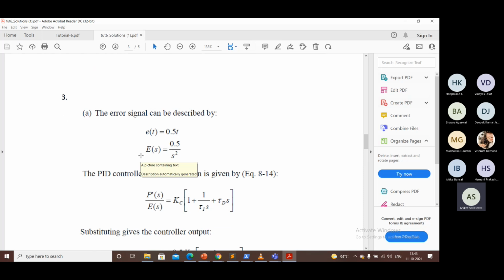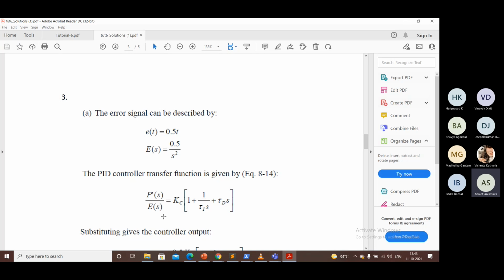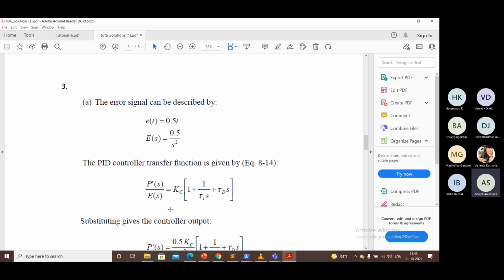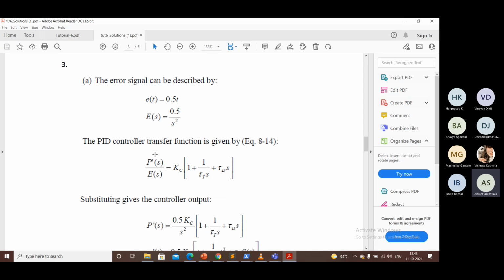So we were given this ramp input of 0.5 t. In terms of our Laplace variables, it will be 0.5 by s square. Again, similar to the last problem, in this case we are given the controller parameters. So we know the transfer function of the controller, and we also know the input. So we need to find out the output.